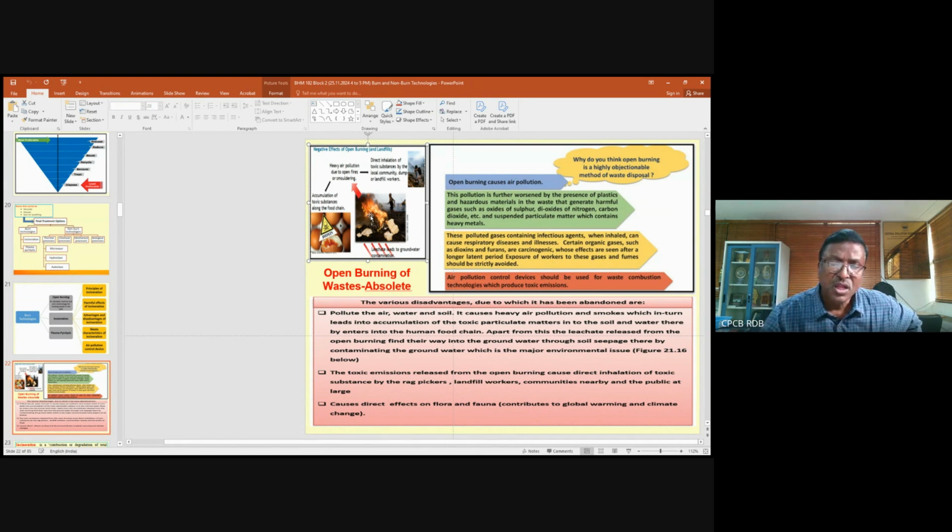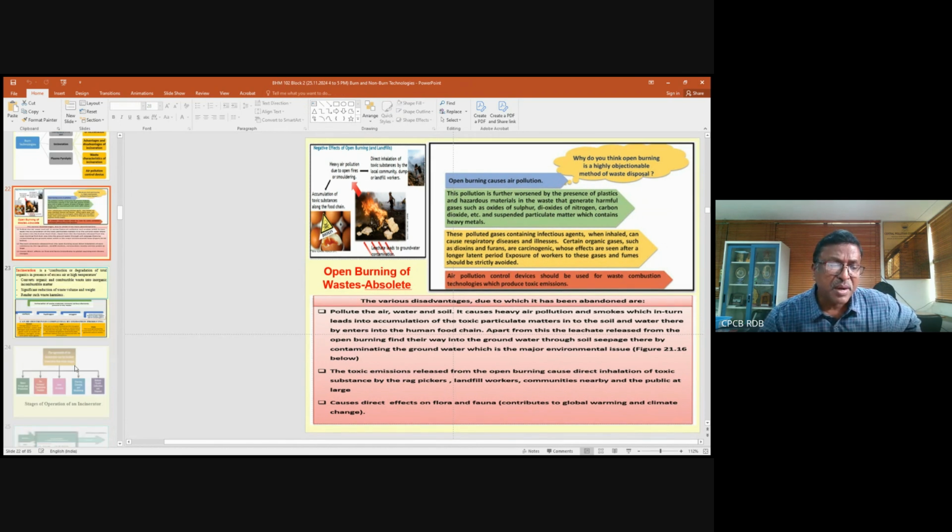Therefore, open burning of waste is a prohibited methodology, and this technology is obsolete and not at all permitted as of date by the biomedical waste rules.